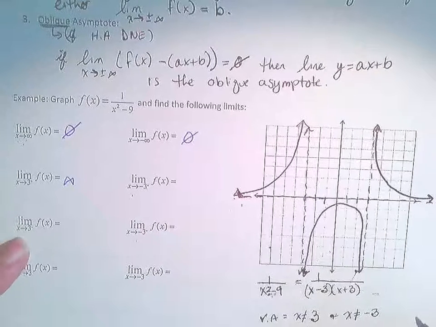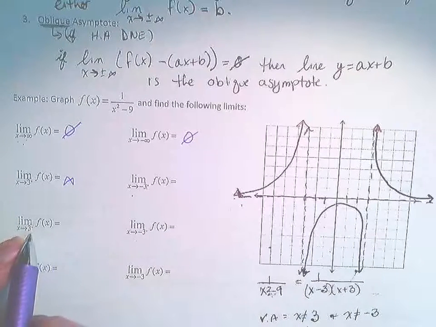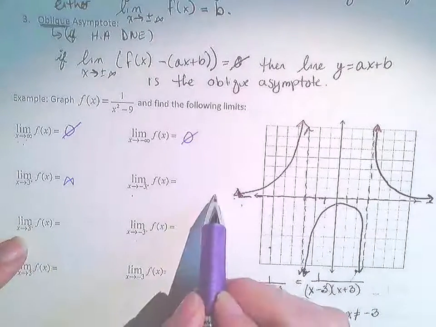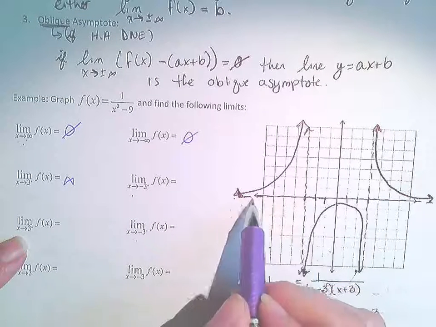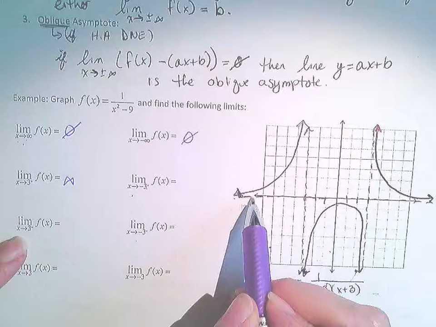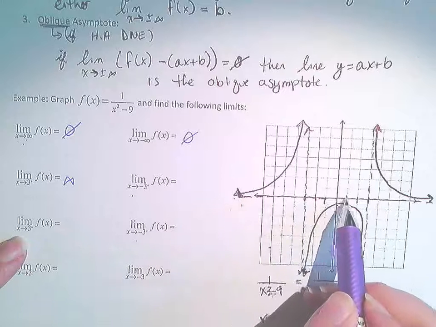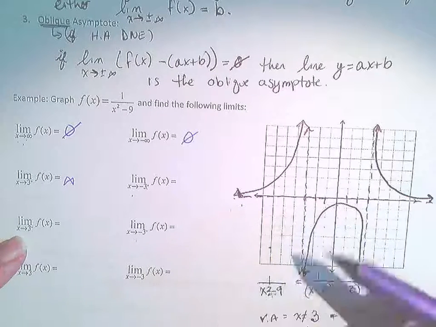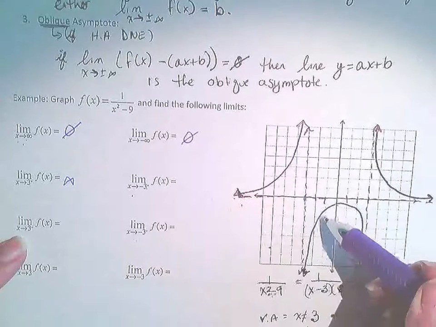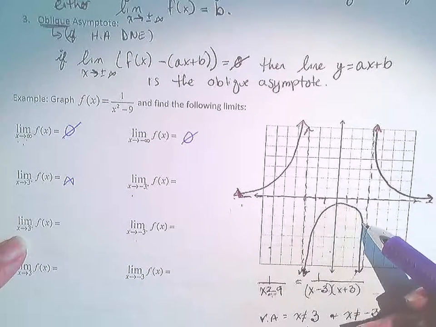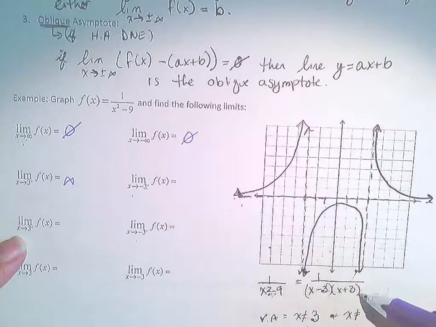Now, I'm going to go to this one, as it approaches 3 from the left. So I'm going to skip over these asymptotes because I actually want to get to 3. What is happening to this function? So I'm approaching 3. It's up here, and then it keeps on going over here, and I approach 3 from the left.